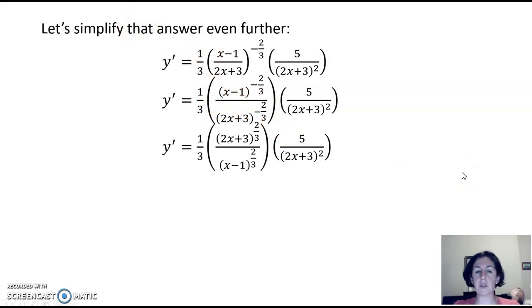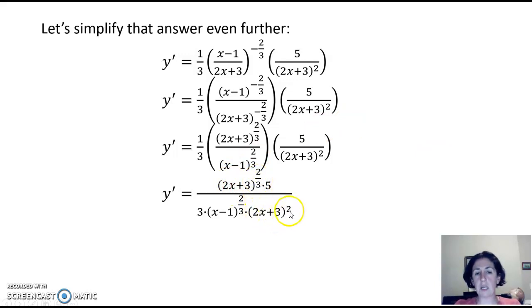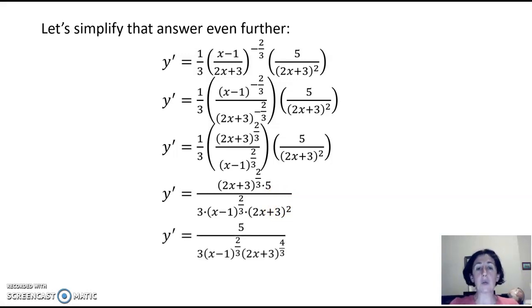And now if I was going to multiply all of this together, multiply all my numerators, multiply all my denominators, I get something like this. But notice (2x + 3)^(2/3) and (2x + 3)², these are the same bases. Like bases being divided, we can subtract their exponents. And 2/3 minus 2 will give me −4/3, which I can bring down to the denominator to make it positive. So really the nice simplified answer here for that big derivative would be 5 over 3 times (x − 1)^(2/3) times (2x + 3)^(4/3).